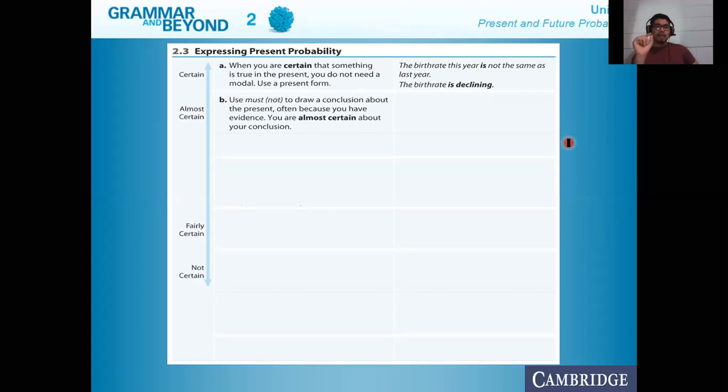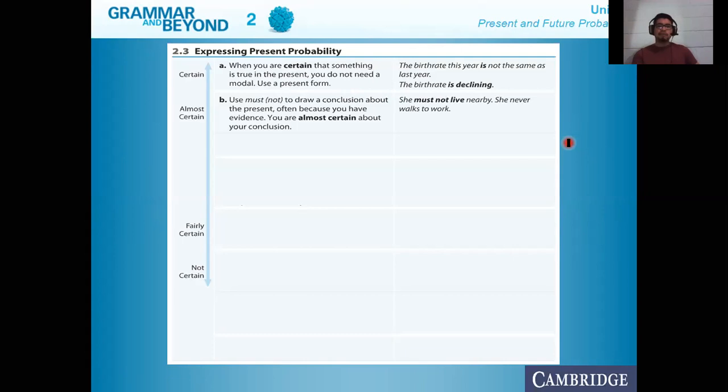Often, because you have evidence, you are almost certain about your conclusion. You have evidence, but you haven't proven it. So that means that you are almost certain. We can say that you are probably 90% certain that something that you believe is true, but not completely true, because it hasn't been proven. It hasn't been tested, but you have evidence. So that means that you're probably 90 or 80% sure that that is the real thing.